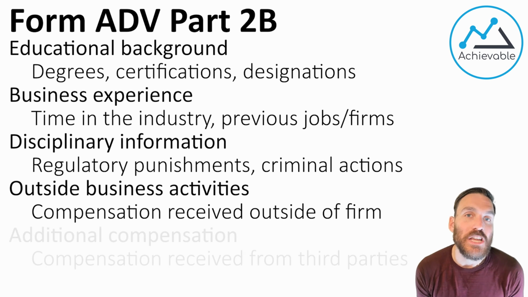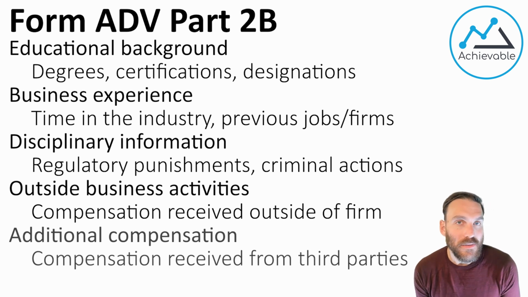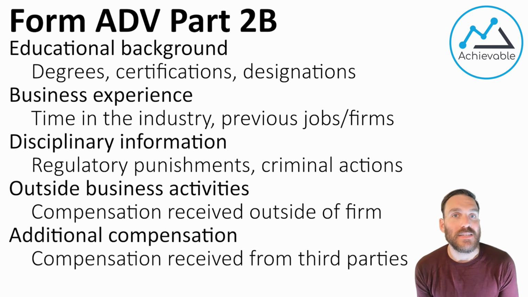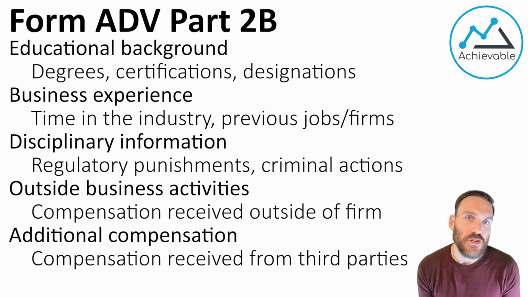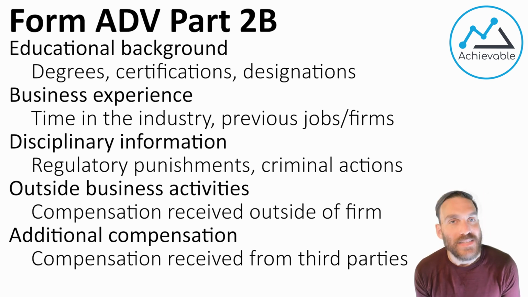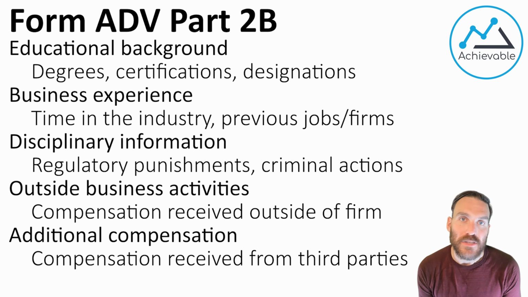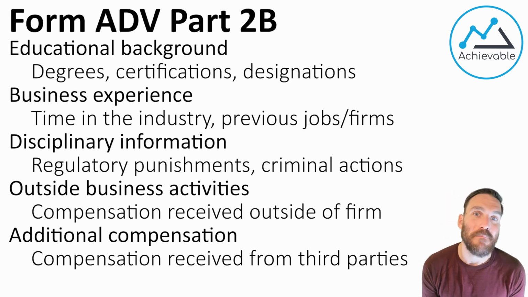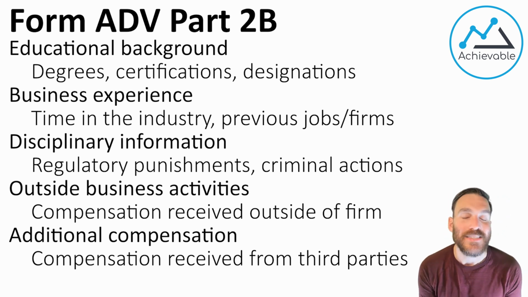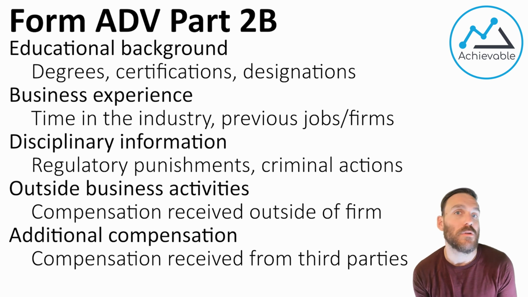And last is additional compensation. Now, this might sound similar to outside business activities, but additional compensation is within the firm. And this is any time the representative is receiving any type of money above and beyond what their clients pay them. So for example, an investment advisor representative is paid a commission by an insurance company to sell their variable annuities to their own clients.